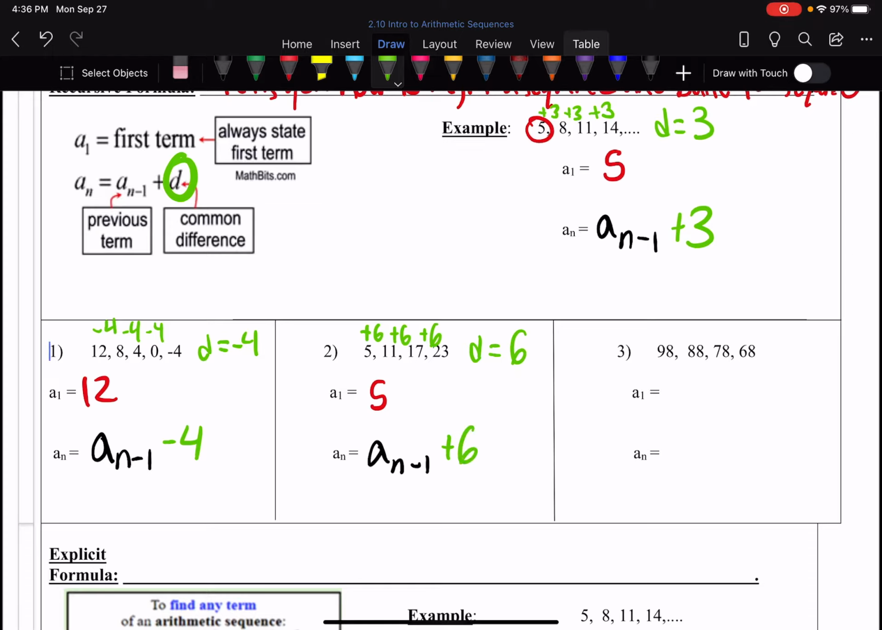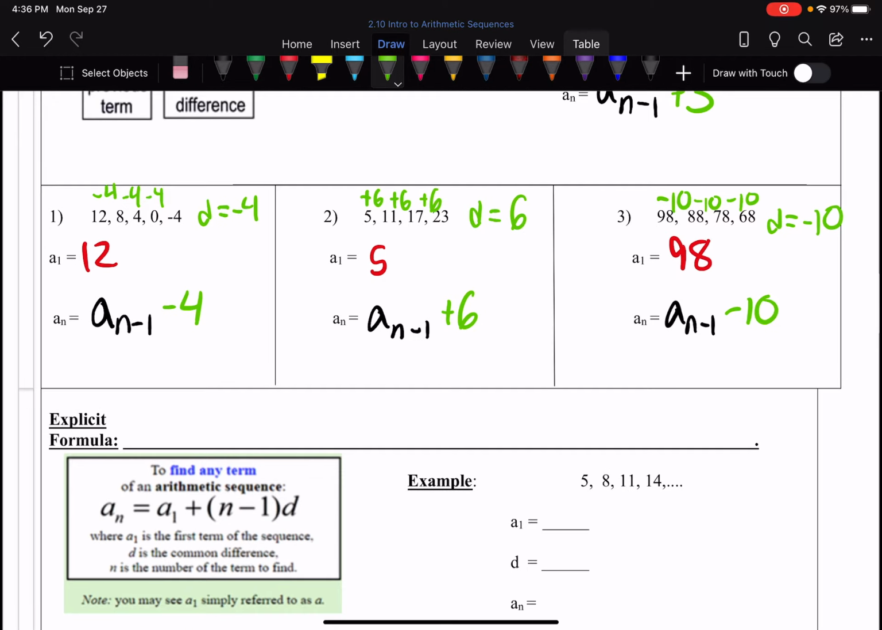Now let's look at the last sequence. Our a sub 1, so our first term, is 98. And now we've got to find our common difference. So 98 to 88, we're subtracting 10. 88 to 78 is subtracting 10. 78 to 68 is subtracting 10. So our common difference is negative 10. So therefore, our recursive formula is going to be a sub n minus 1 minus 10.